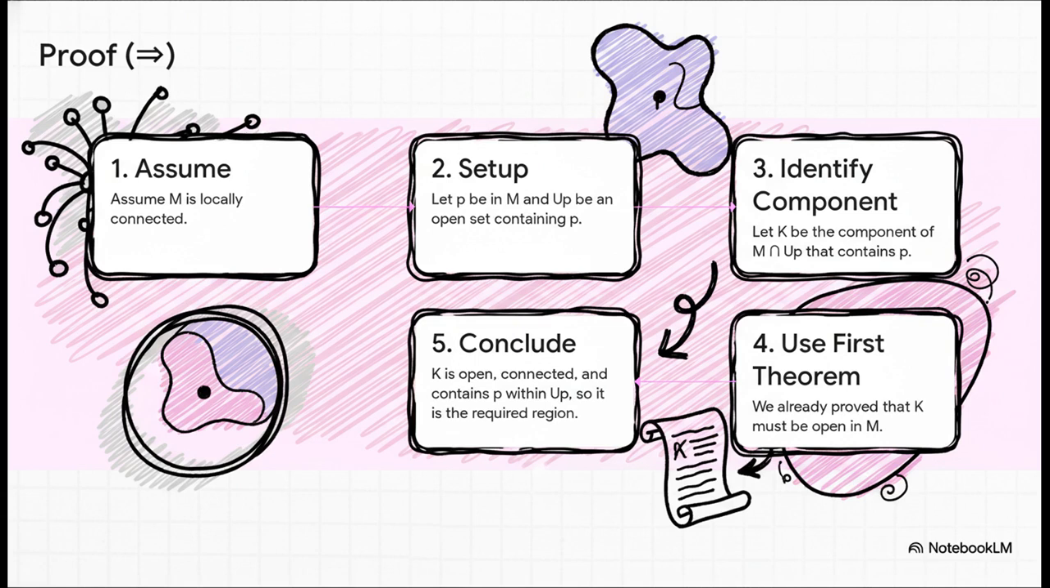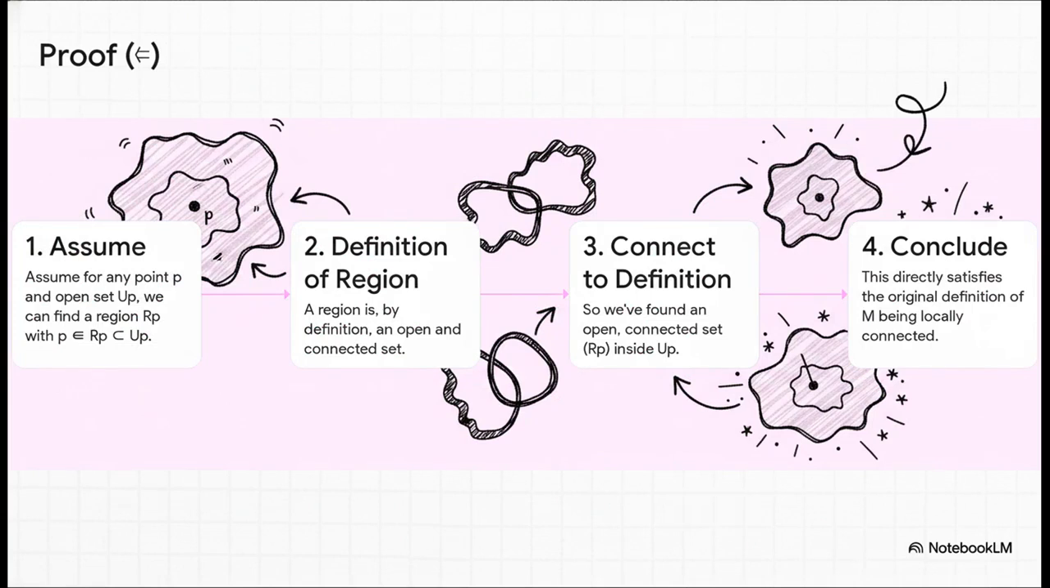Let's assume M is locally connected. Pick a point P and an open set U_P. Now think about the component K of the intersection of M and U_P that contains P. From our last proof, we know that because M is locally connected, this component K must be open. Well, a component is connected by its very definition, so K is an open connected set containing P inside U_P. That is, by definition, the region we were looking for. Simple as that.